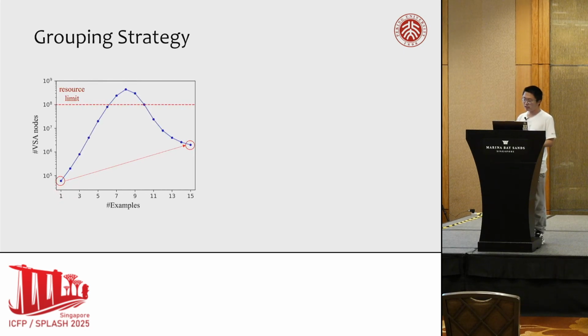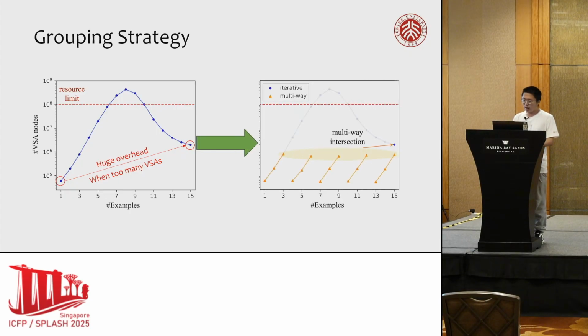Can we use the multi-way intersection to intersect all VSAs directly? The answer is no. We have to face a huge overhead when there are too many VSAs intersected together. Our solution is to divide simple example VSAs into several groups in the right figure.